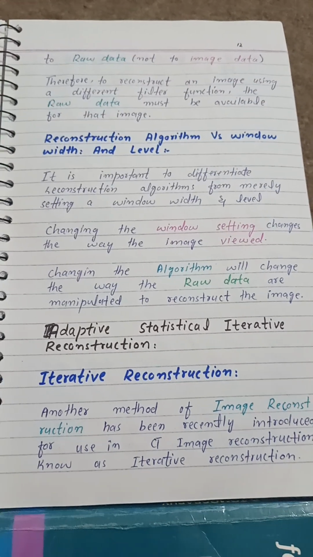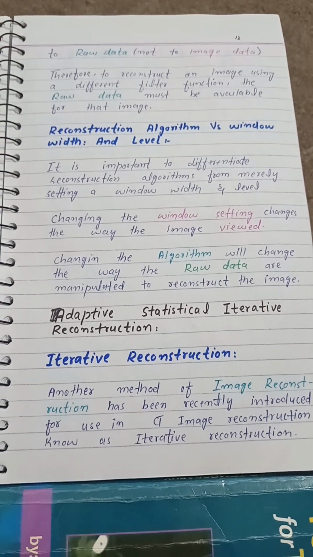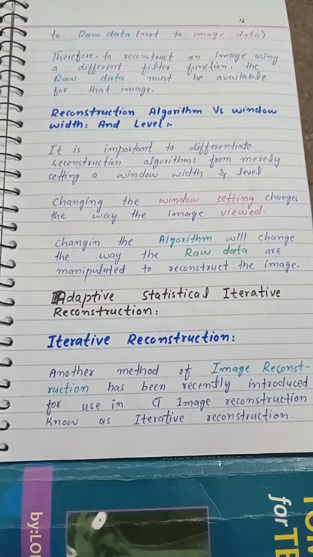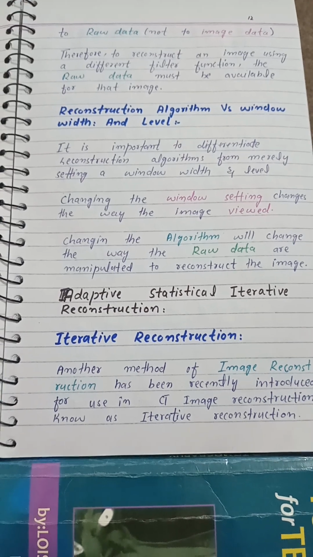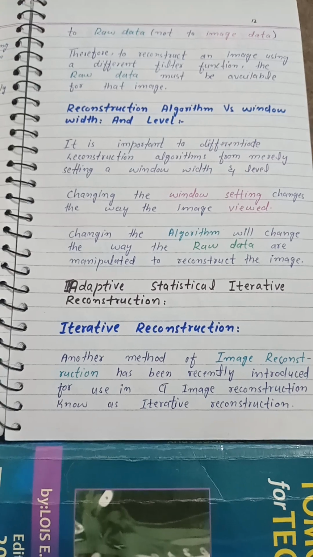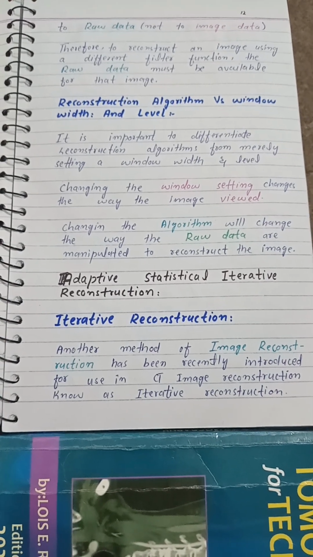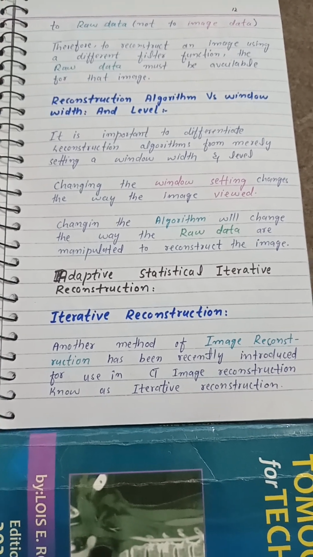Reconstruction algorithm versus window width and level. It is important to differentiate reconstruction algorithms from merely setting a window width and level. Changing the window setting changes the way the image is viewed. Changing the algorithm will change the way the raw data are manipulated to reconstruct the image.